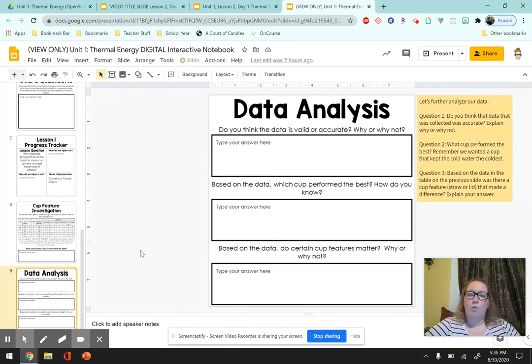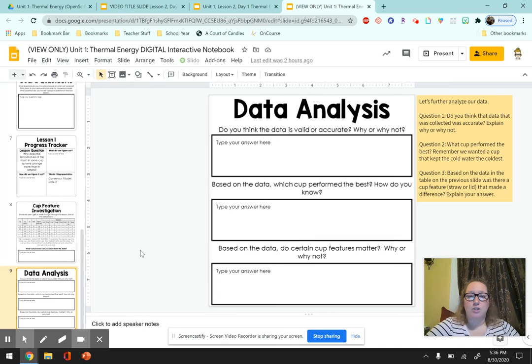Based on the data, which cup performed the best, and how do you know? Remember, we wanted a cup that kept the cold water the coldest, a cup that would keep our cold drink cold longer than anything else. So which cup, based on the data, performed the best? Tell me how you know that. You're pulling evidence from that chart to tell me what cup did the best.